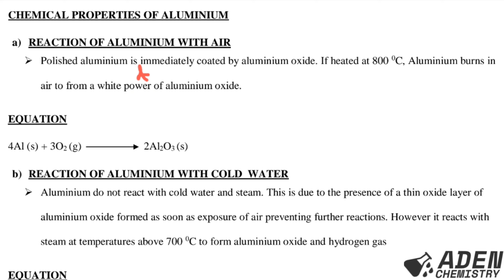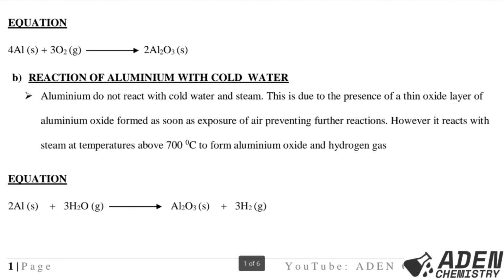The equation for that reaction will be 4 moles of aluminum solid reacting with 3 moles of oxygen gas, giving us 2 moles of aluminum oxide, which is solid. Let us go to the second chemical property of aluminum, that is the reaction of aluminum with cold water.